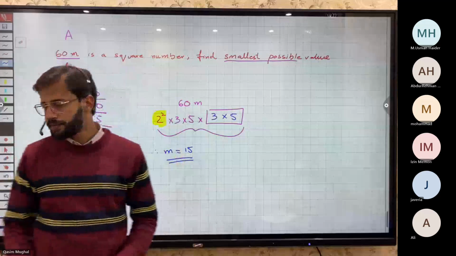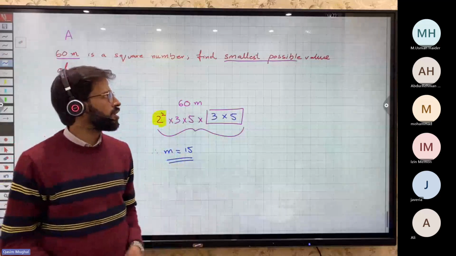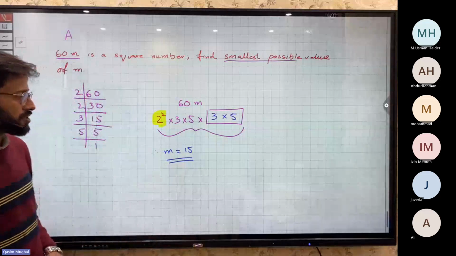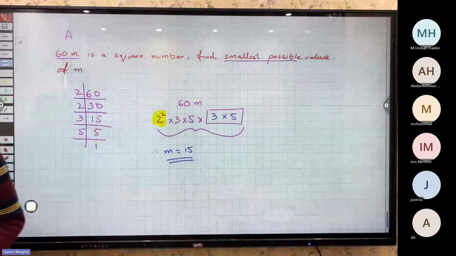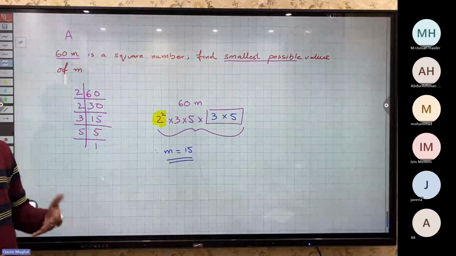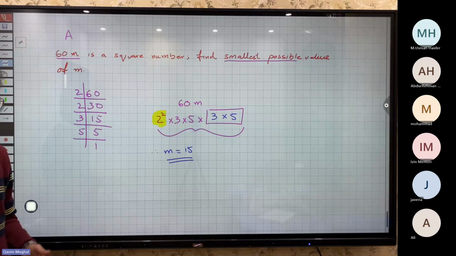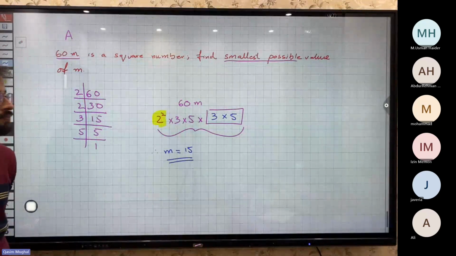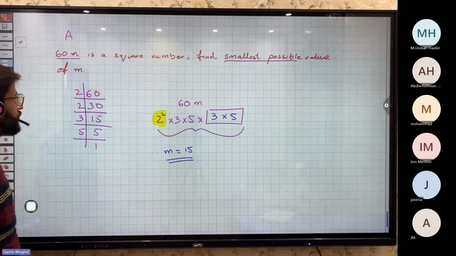Got it? So this was basically one of the applications of prime factorization, and not the application. It was to give you an idea, more than an application, of how you can think out of the box and use your skills in different manners. Got it? Is this clear? Yes, sir.